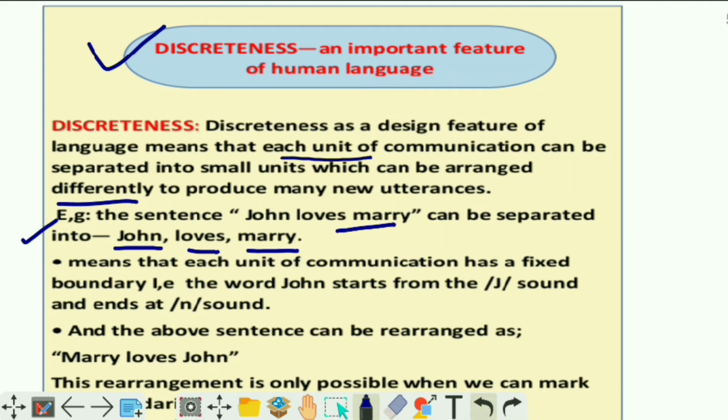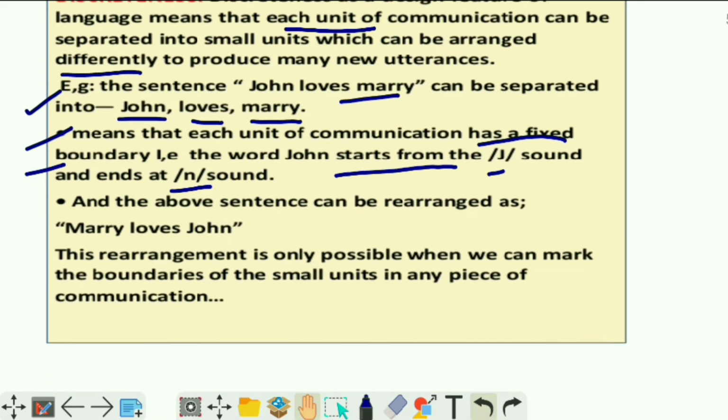That means that each unit of communication has a fixed boundary. That is, the word John starts from the J sound and ends at the N sound, and then starts another word, loves, from the L sound and ends at the S sound. So each word has a fixed boundary. This is called discreteness. On the basis of these boundaries, we can separate them into small units.